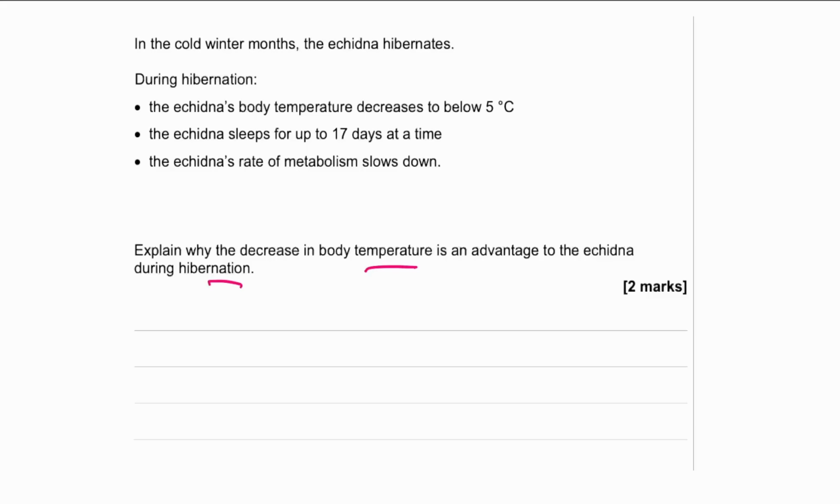The reason you want to hibernate is to retain your energy and allow all the energy that you have stored in your body to last a really long time. That's the whole idea. When you hibernate, you're trying to get through these long winter months. So for the 2 marks, the first thing we can say is, if we have a low body temperature, we lose less energy. You lose less energy as heat energy from your body. And the 2nd mark is to link this to hibernation. Why is this good for hibernation?